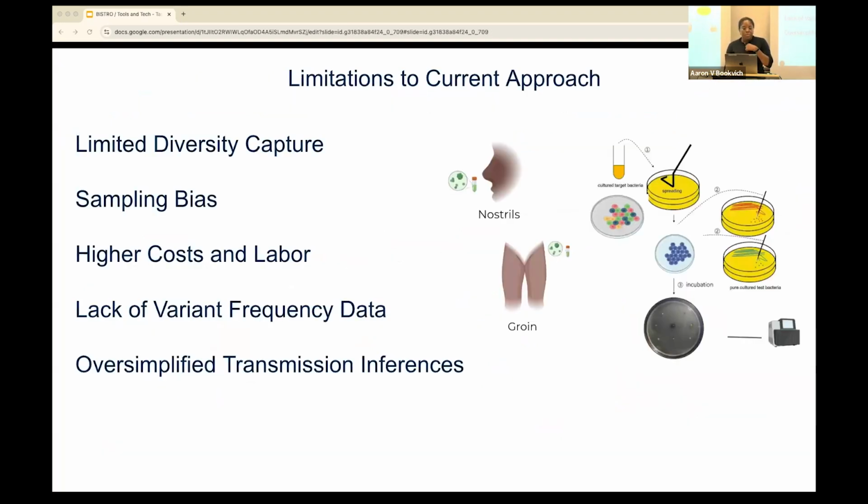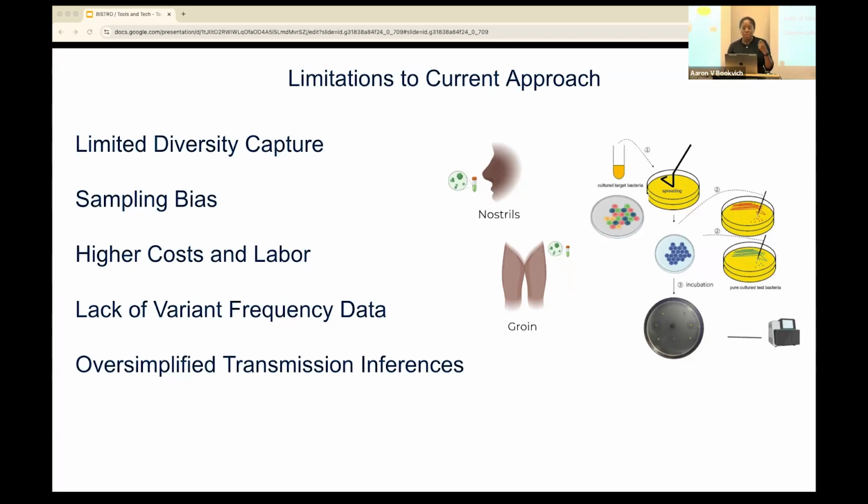And so with this current approach, there's limited diversity being captured. Isolate sequencing typically examines a small number of colonies, which may really miss minority or co-colonizing strains present in a sample, really underestimating the true diversity that exists. You also have sampling bias, and so the choice of these colonies for sequencing introduces biases, as not all strains are equally likely to be chosen. Not all strains are likely to grow in the same conditions on the same media, really affecting the representativeness of a population. And of course, higher costs and labor.